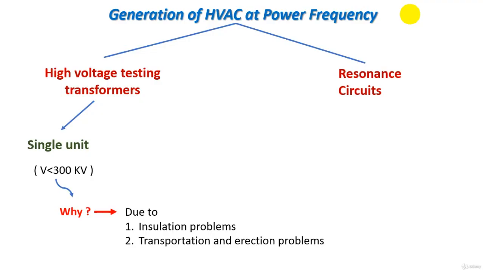Thus, for obtaining voltage higher than 300 kilovolt, cascaded units of high voltage testing transformers can be used. The next lectures will be about explaining each of these methods that are used to produce AC high voltage at power frequency.